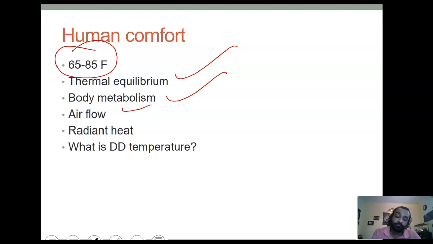Airflow has also some contribution to heat, because if we just remember a few minutes ago we talked about convection, so airflow is a good means to transport heat.